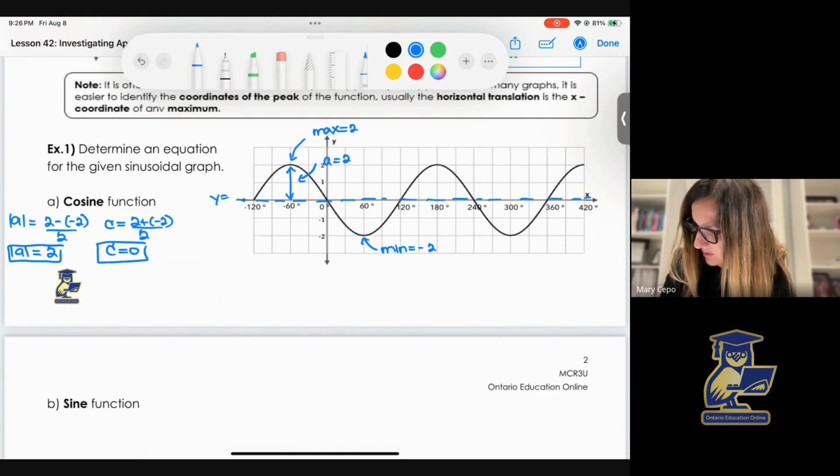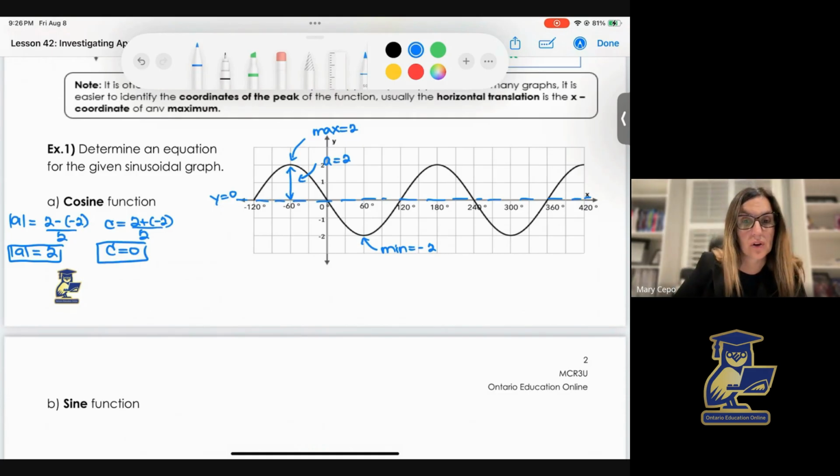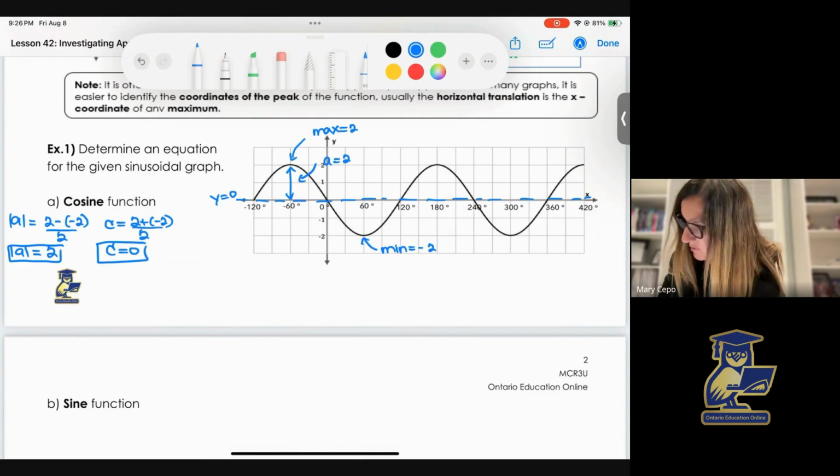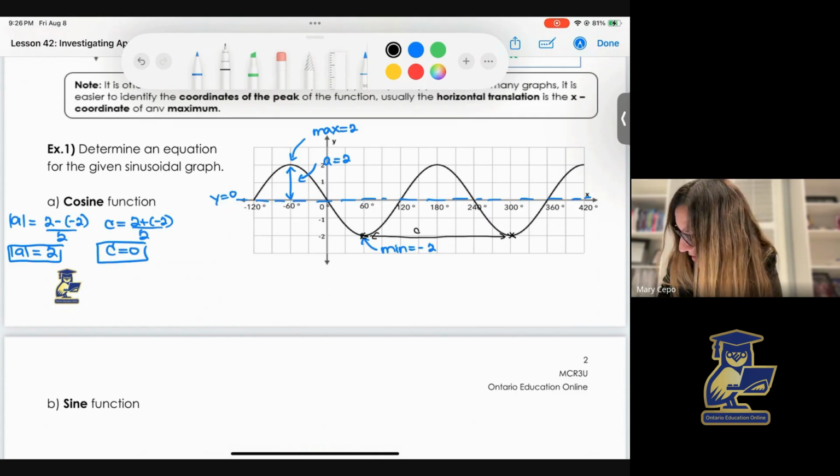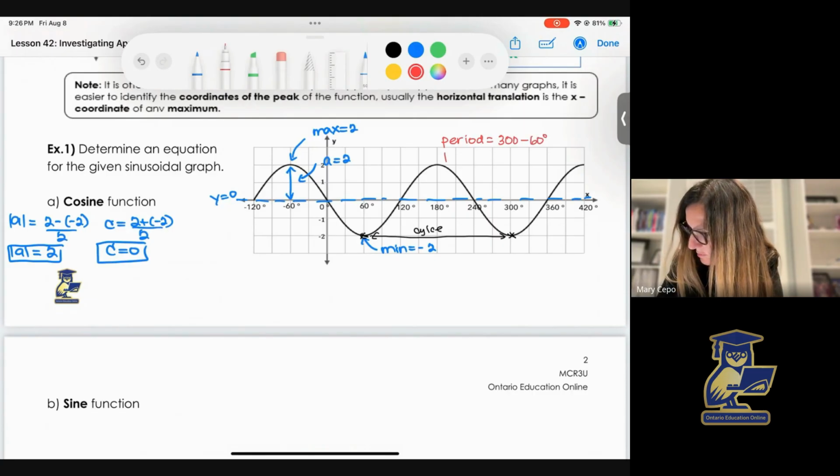is y equals 0. Okay, so when does one full cycle occur? Again, it's always best to go from max to max or min to min. So let's take it from this min to this min. That's one full cycle. Then the period is always the difference, which would be 300 minus 60. So the period in this case, of one full cycle, occurs at 240 degrees.